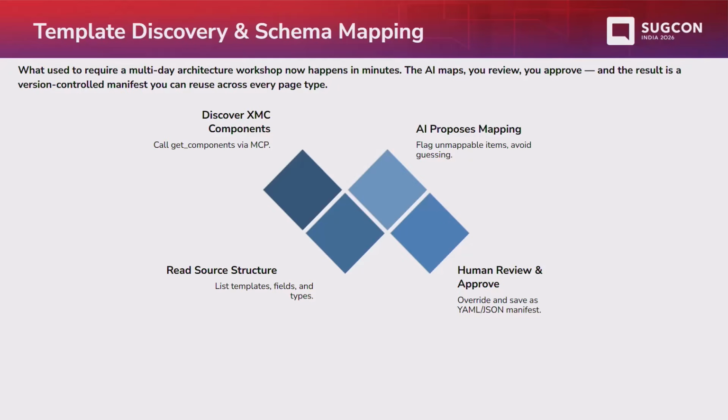It can list the templates, fields, and types, and it can discover. So AI can discover the XM Cloud component called get components via MCP, and then the AI proposes the mapping. This is the place where AI works. It proposes a mapping based on the content it has received, and then we review it. So it's better to review, like you cannot rely 100% on AI. So you review it, you approve it, and you have the page ready.